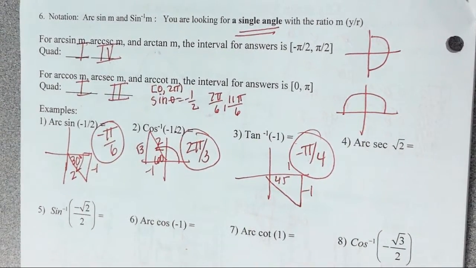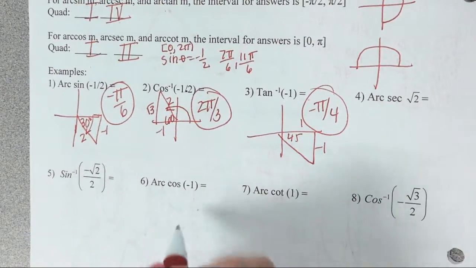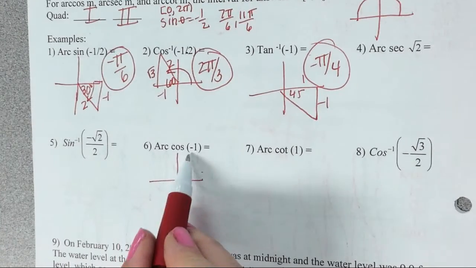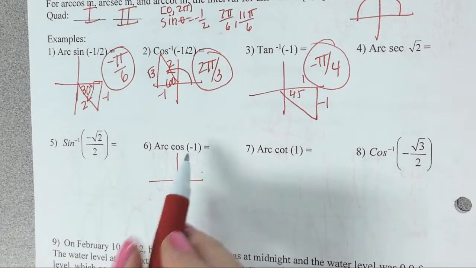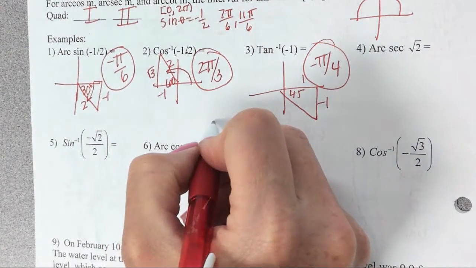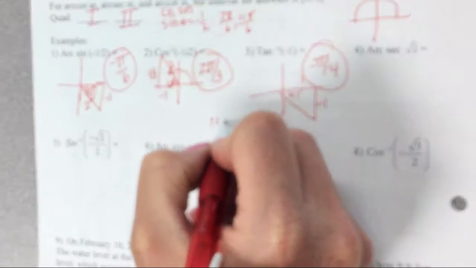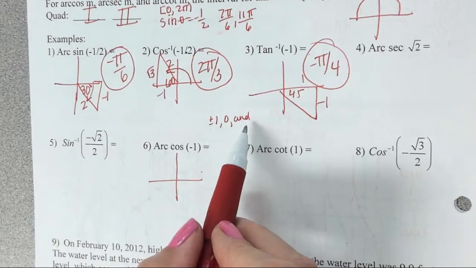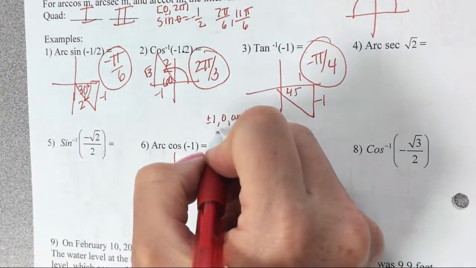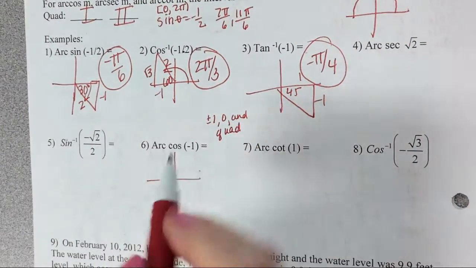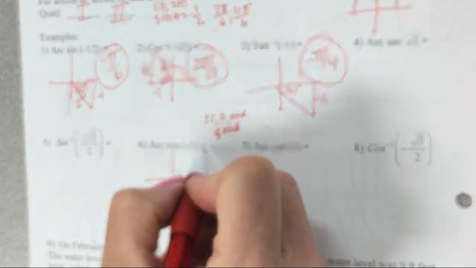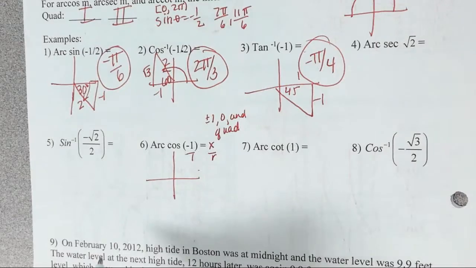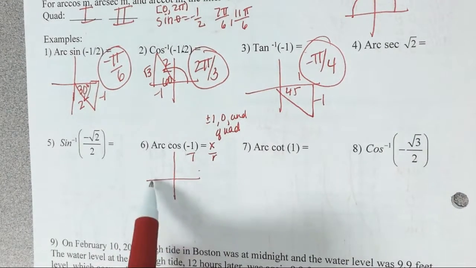All right, let's skip down. Let's do a quadrantal one. Let's skip down here to number 6. Arc cosine of -1. Guys, whenever we see answers like 1, plus or minus 1, 0, or undefined, anytime we see those kind of answers for sine and cosine, we know we have to be quadrantal. So this is saying then that x has to be -1 and r would have to be +1. We've got to think of the unit circle.